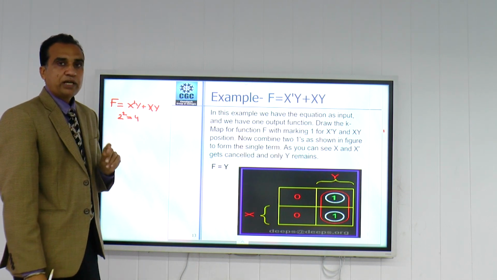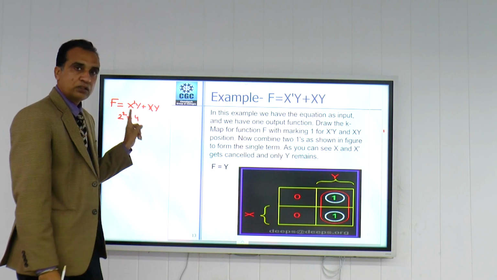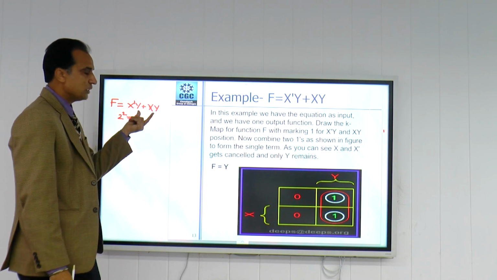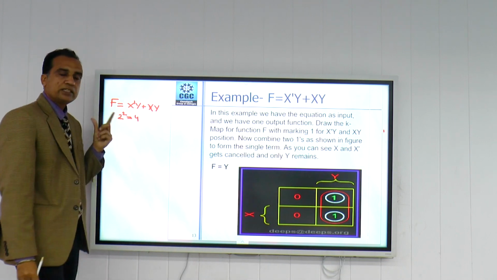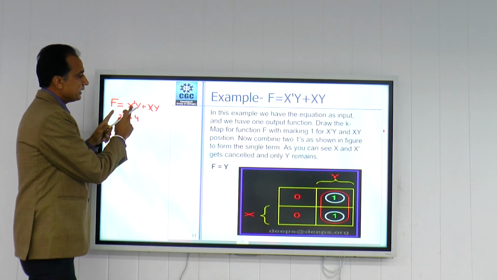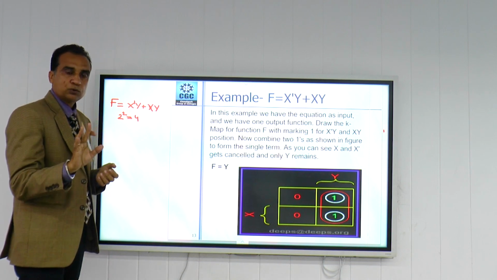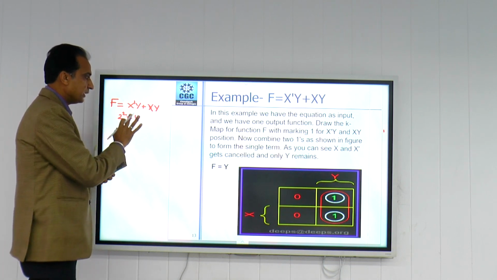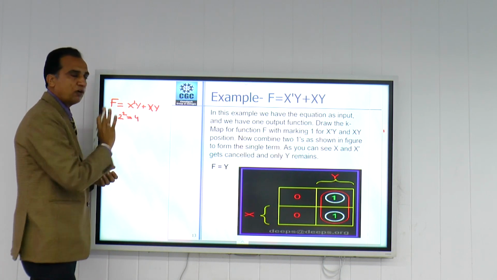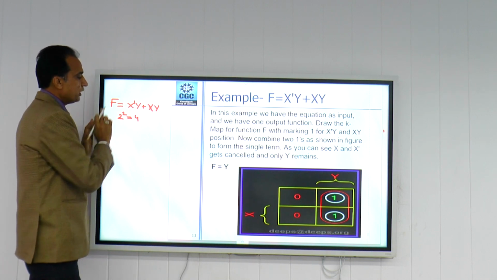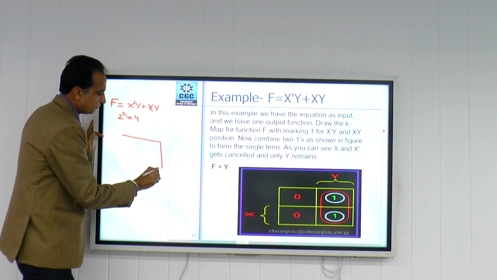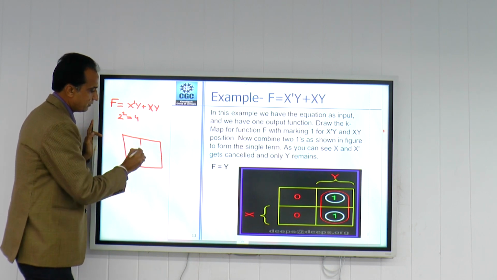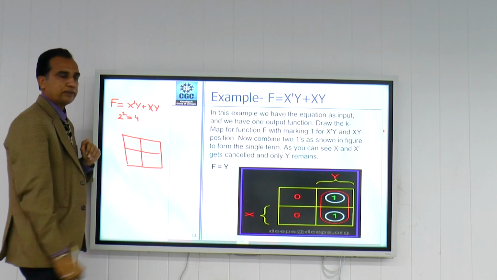Second thing, we have to check whether this equation is in canonical form. Yes, this equation is in canonical form. How can we check? Because this equation contains 2 variables and each and every term contains those 2 variables, either the variable itself or in the form of a complement. Now we have to draw a K map. How many square grids are required? 4 square grids are required. So I draw 4 squares.